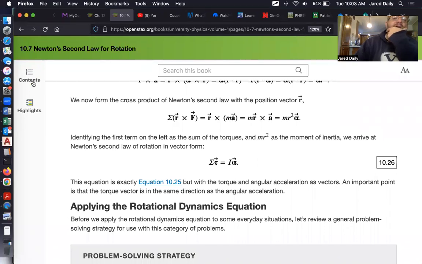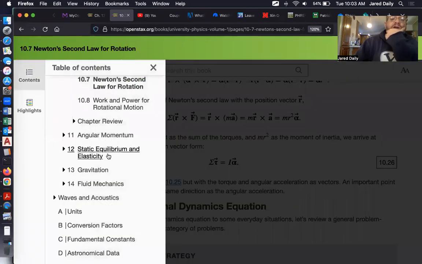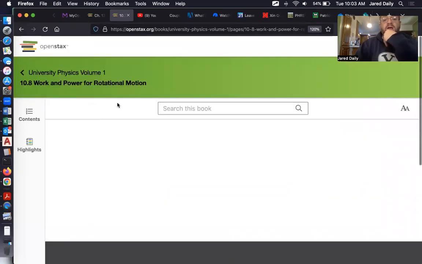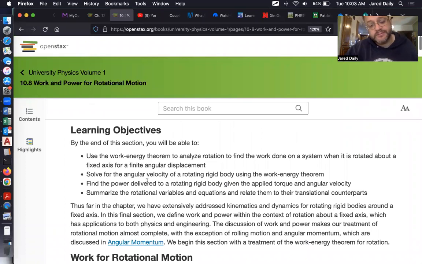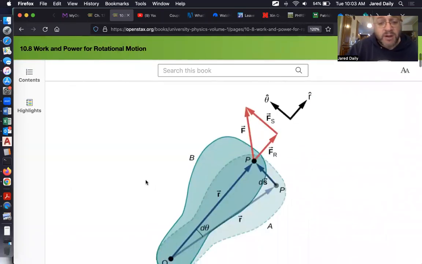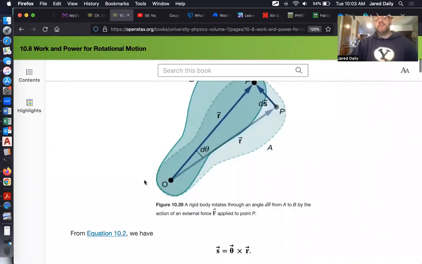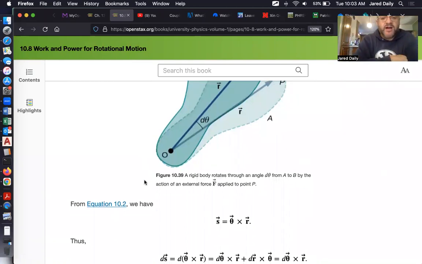All right, so now we're going to go on to work and power for rotational motion. So remember the work is equal to force times distance, the dot product, F dot R. It's a dot product between force and distance, and essentially tells you how much energy is required to move something by applying a force to it over some distance, right?